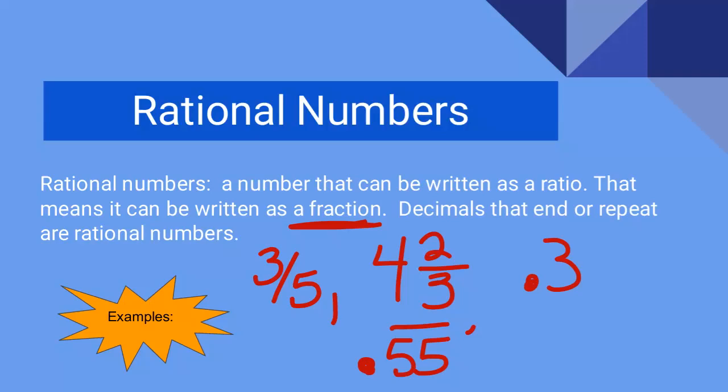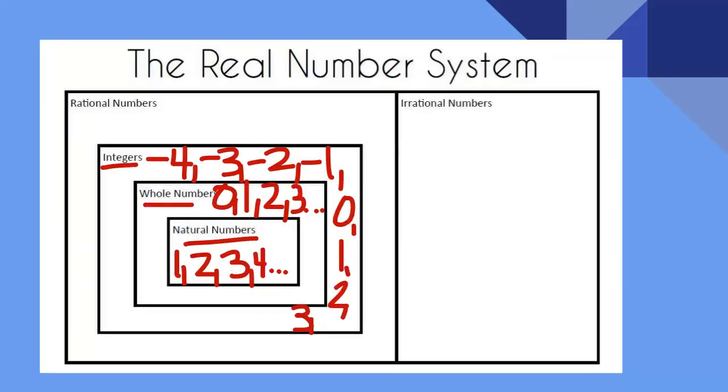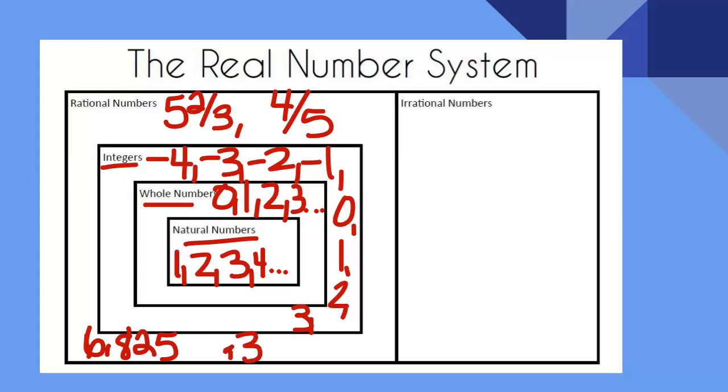So on our Venn diagram here for rational numbers, I'll do like 5 2/3, that would be rational. 4/5 is rational. It could be a decimal like 6.825. That's a decimal that ends, so that's rational. Or it could be a repeating decimal like 0.33 repeating. 0.33 repeating can be expressed as a fraction, which is 1/3. That's how we know it's rational. So if the decimal ends, like 6.825, it stops. Or if it has that bar over it and lets us know it repeats, then those are going to be rational examples also.